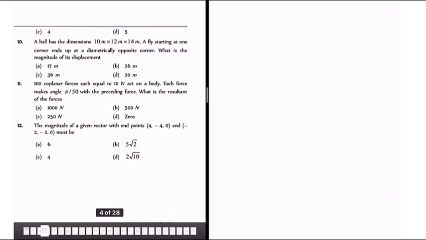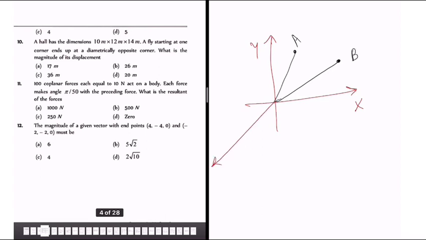Okay, consider this x-axis, y-axis. Point A, point B, here is the z-axis. Understood? What is A? 4 comma minus 4 comma 0, z coordinate is 0.